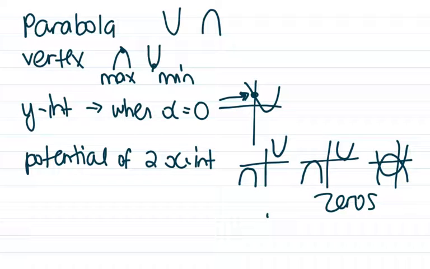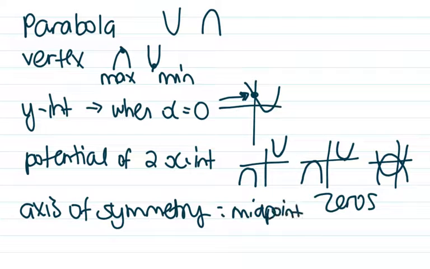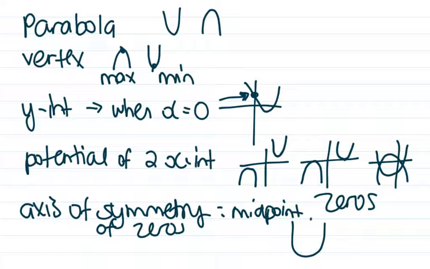The axis of symmetry is the midpoint of the zeros. So it's where the parabola is cut in half. Midpoint of zeros. So if this is my parabola, then halfway, that's the axis of symmetry. And it's the x-coordinate of the vertex.